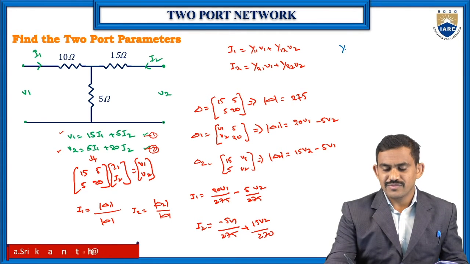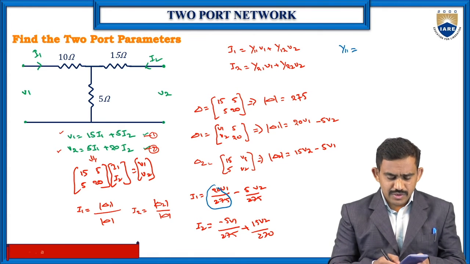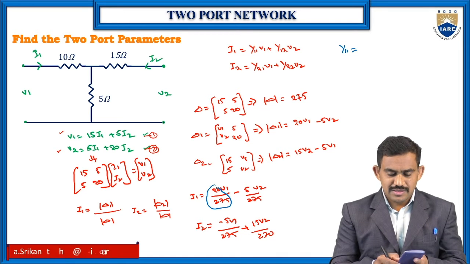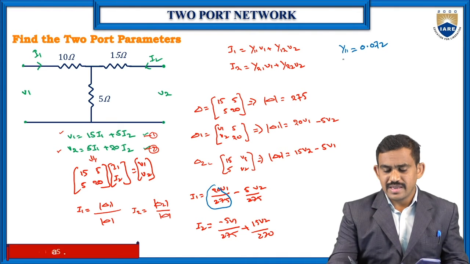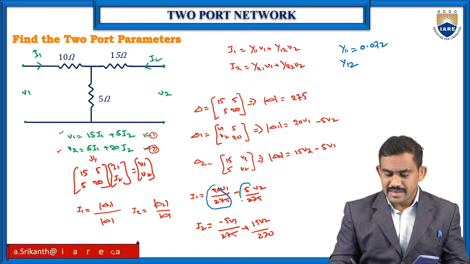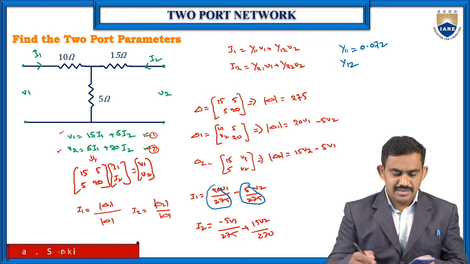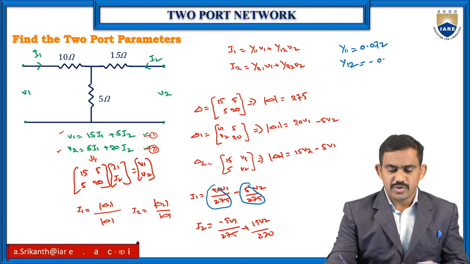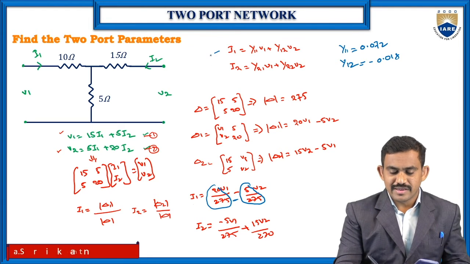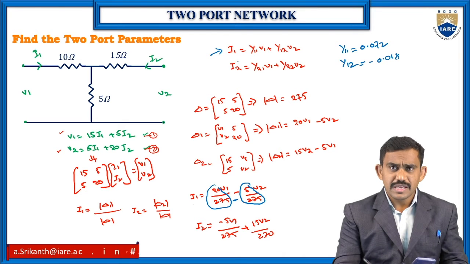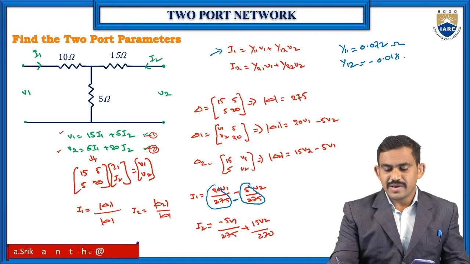So Y11 is 20 divided by 275, the value is 0.072. Okay, and Y12 is 5 by 275. So 5 divided by 275, the value is minus 0.018. Observe here, we have a minus value in this I1 equation. When I compare with the I1 equation of Y parameters, we have the plus value. So minus plus means we have the minus value for the Y parameter.